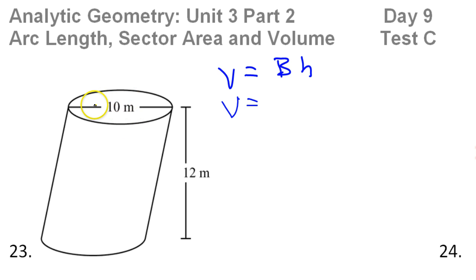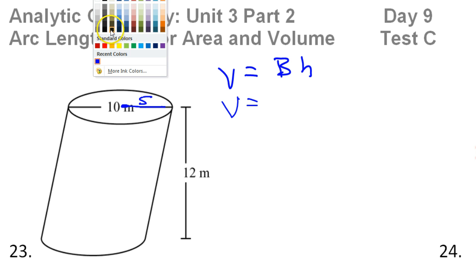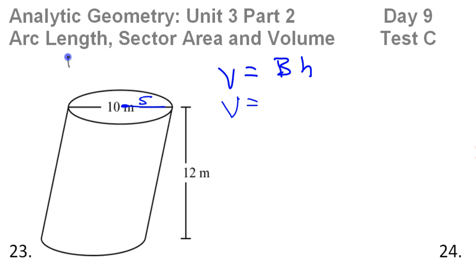So the area of the base. The diameter is 10, which means that the radius is 5. So when we do the area of the base, we're talking about pi r squared. That's going to be 5 squared is 25, so that'll be 25 pi. So that's the area of the base. We can put that in there, 25 pi.